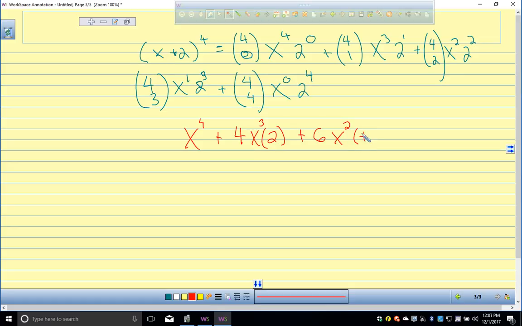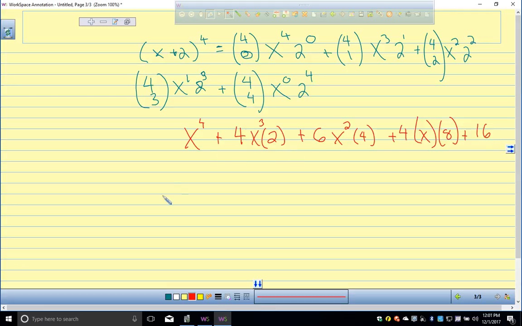Times 4. Then you go 4 combination 3. 4 combination 3 is going to be the same as 4 combination 1, which is 4. X to the 1, 2 to the third. What's 2 to the third? You know that. 8. And the last term is going to be 4 combination 4, which is 1, x to the 0, which is 1, and 2 to the fourth, 16.